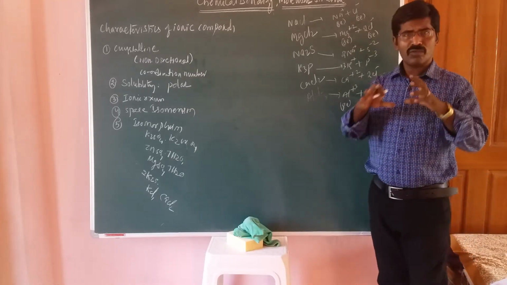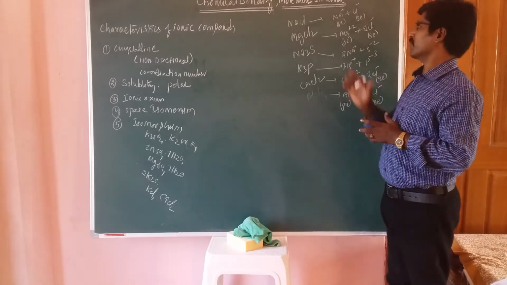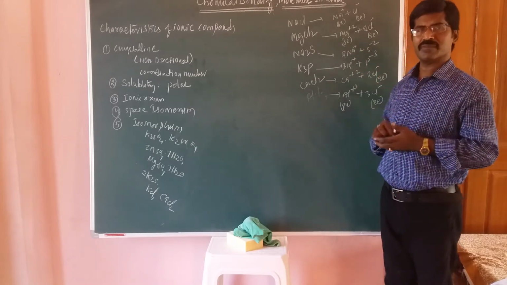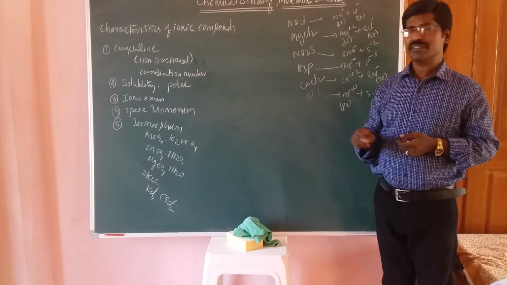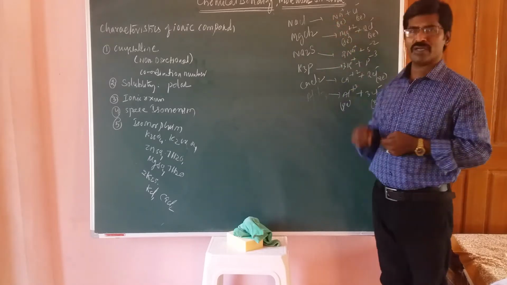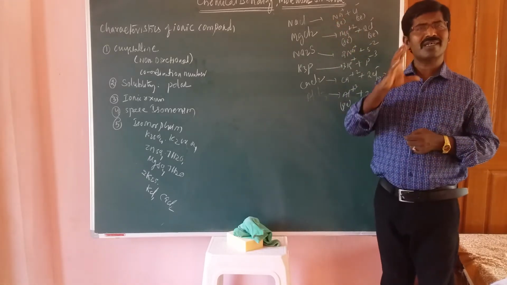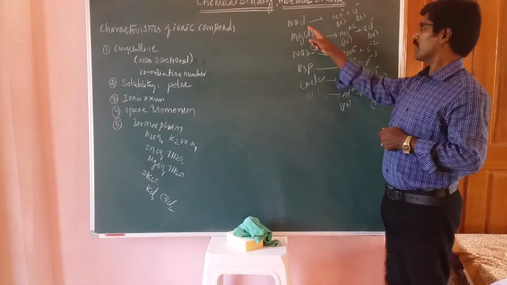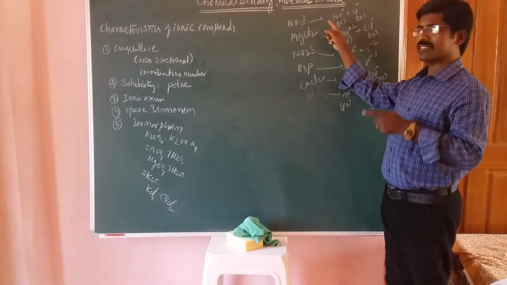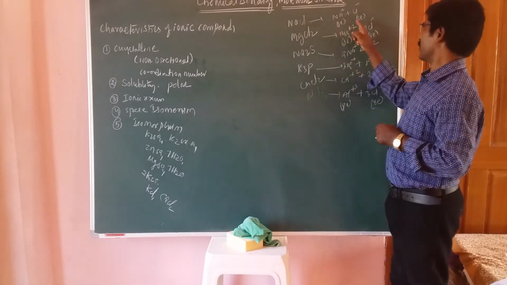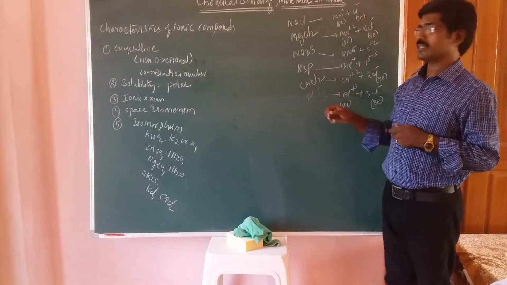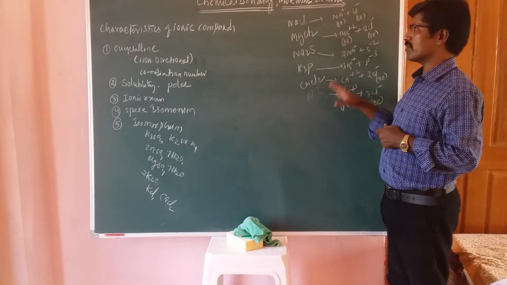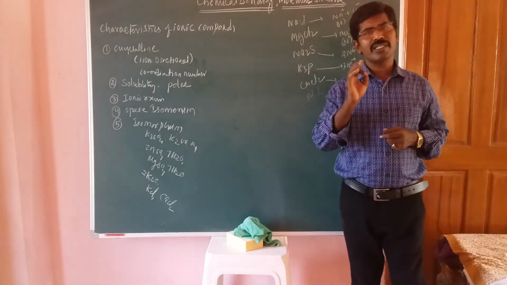Now what do we get from these examples? Each and every species in the molecule should get an octet configuration. In NaCl, Na+ has 8 electrons in the outermost orbital after losing 1 electron, and Cl- after gaining 1 electron gets 8 electrons. So these are the examples for ionic bond formation.